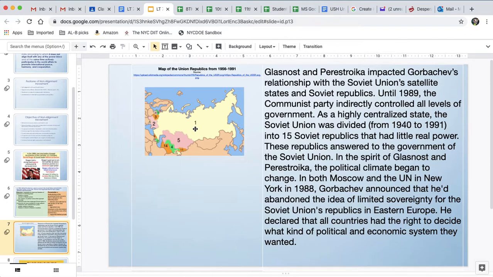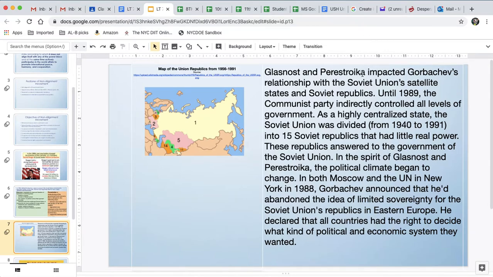But we start seeing a shift in the way the government is loosening the reins of these satellite states. So in 1988, Gorbachev announced that he abandoned the idea of limited sovereignty for the Soviet Union republics in Eastern Europe. He declared that all countries had the right to decide what kind of political and economic system they wanted. This is kind of like the cause and effect of Glasnost and Perestroika.